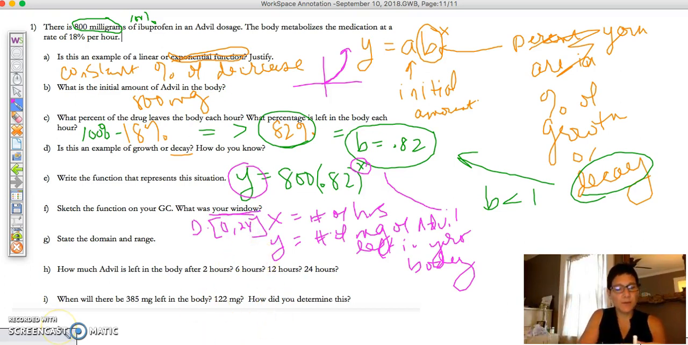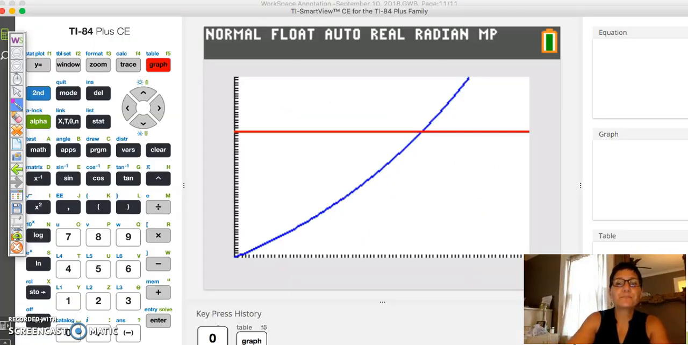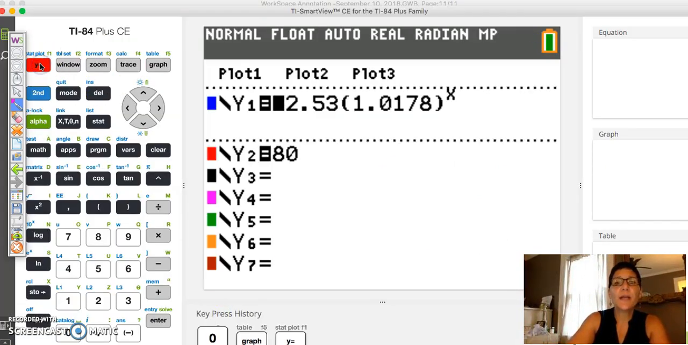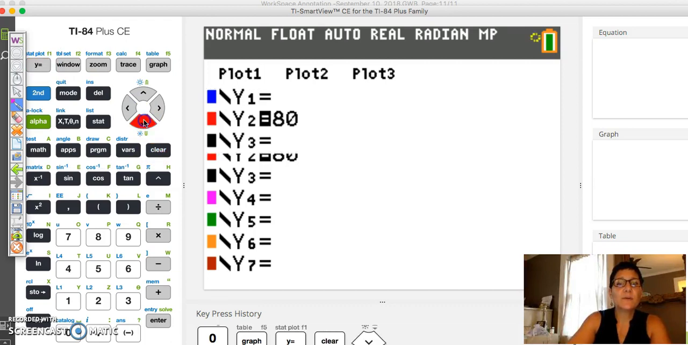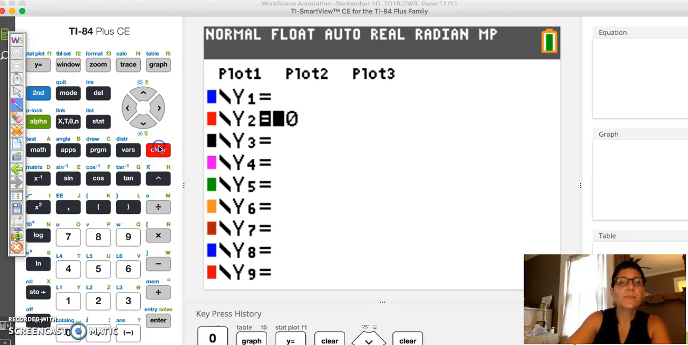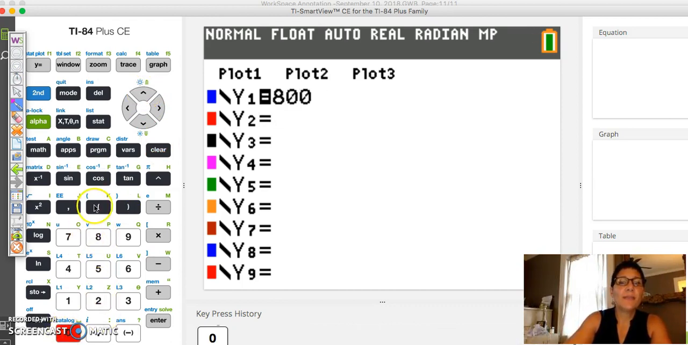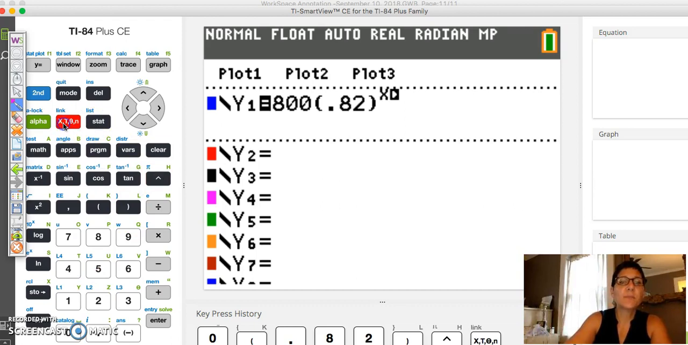So what we're going to do is go on over to that little graphing calculator of ours. So everybody get your calculators out. We're going to clear this out, and clear out this one. So hit clear and we're going to put in up top, y is equal to 800 times 0.82 raised to the x power.